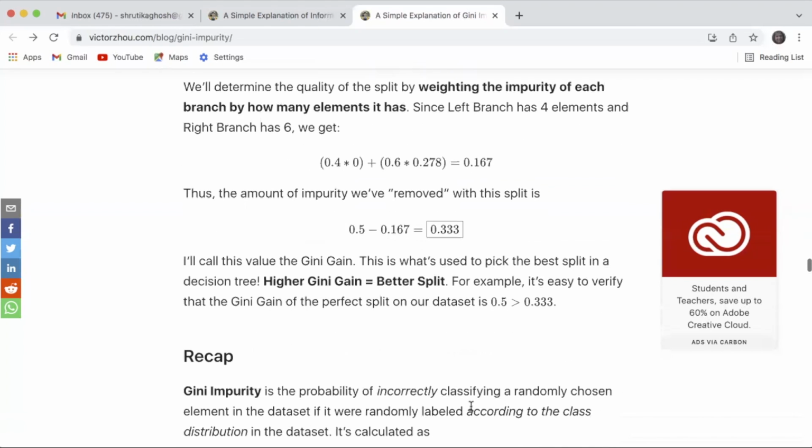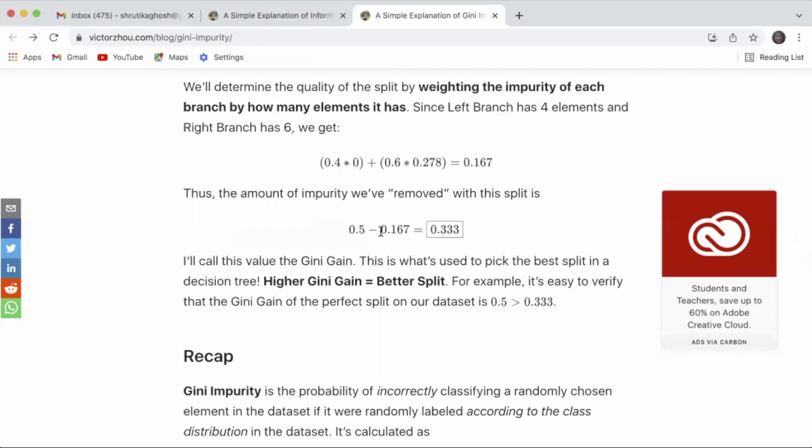And if we take the first case, the Gini gain was 0.5 minus 0, because for both the right and the left child, the Gini impurity was 0. So in the first case, our gain was 0.5, while in the second case, our gain is 0.33. So definitely the first split is going to be better, and we will always opt for the better split, that is the first split.